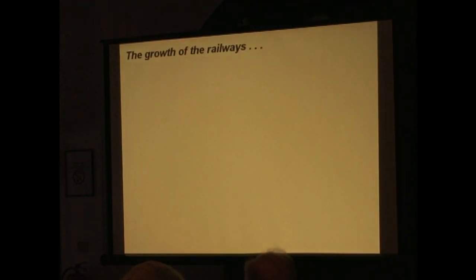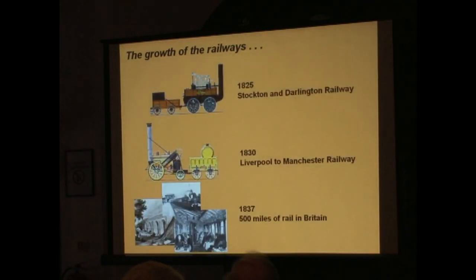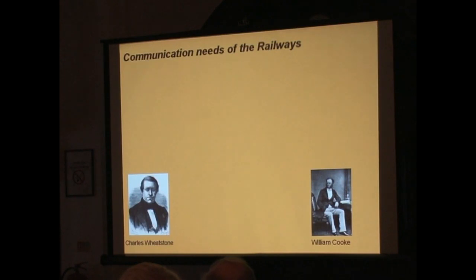The railways started to grow. Stockton and Darlington, Liverpool and Manchester, and by 1837 there were 500 miles of rail in Britain. And something was needed to enable them to be controlled in a proper way. And these two gentlemen set about solving the problem.